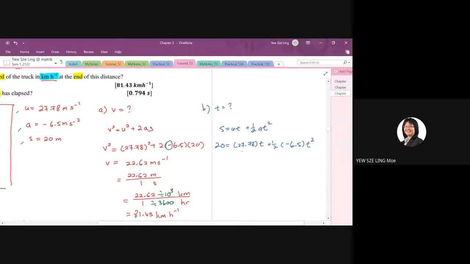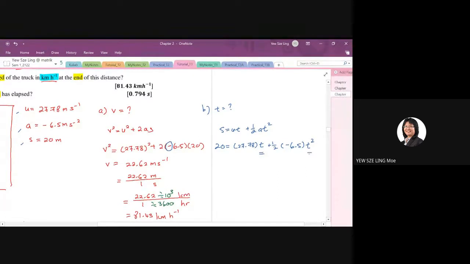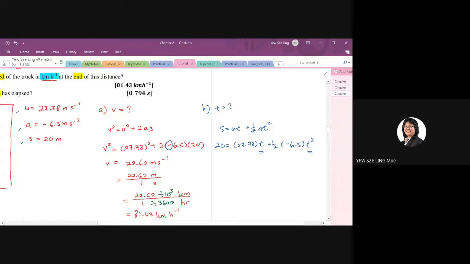Now if you look at this equation, you have a t and also t squared. When you solve this equation, you will get two different t. So which t do we choose as our final answer? If you have one positive and one negative, then obviously you choose the positive value. If you have two positive values, then you go for the smaller value, because it indicates that that is the first time you get this distance or this speed.